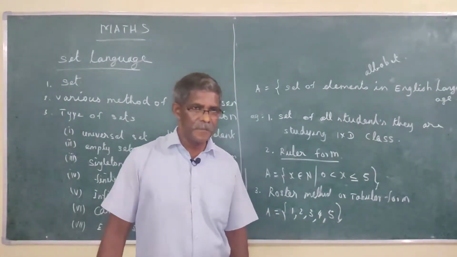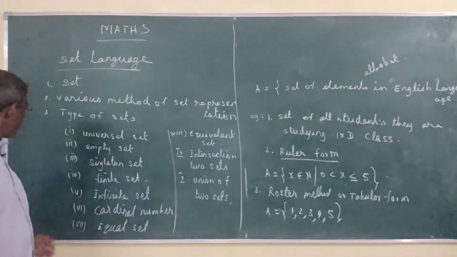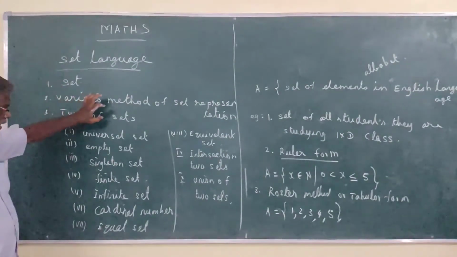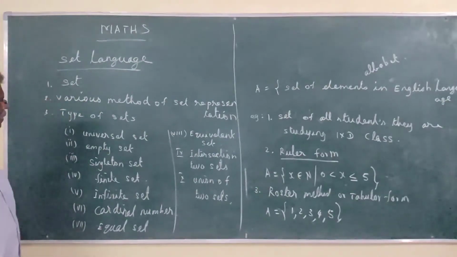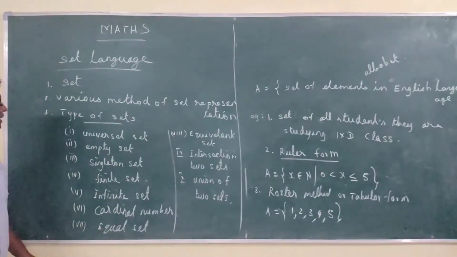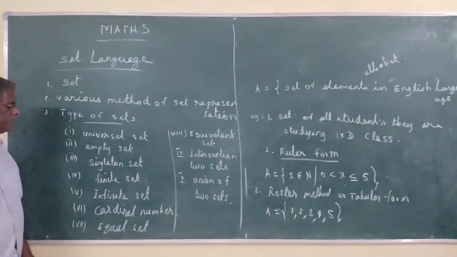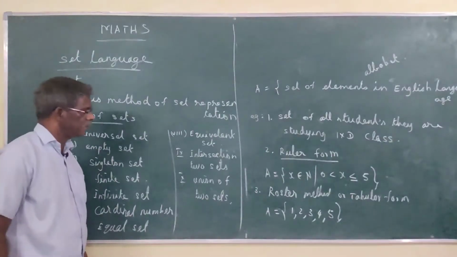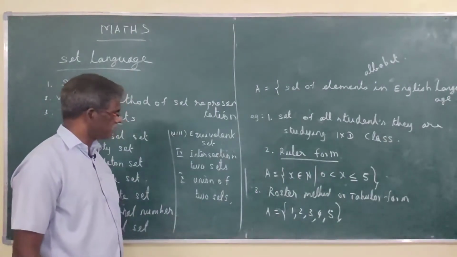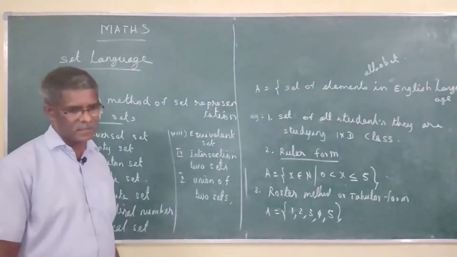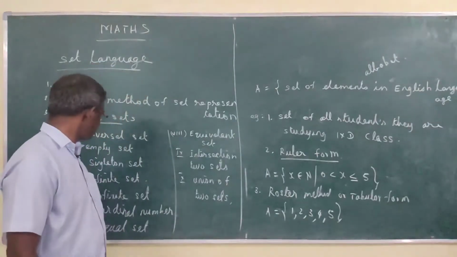So in this class, I explained sets, then various methods of set representation, then types of sets. Next I am going to take the class for types of sets. The types of sets are: universal set, empty set, singleton set, finite set, infinite set, cardinal number, then equal set, equivalent set, then intersection of two sets, then union of two sets. These are very easy things. You can easily understand them, so you should listen carefully.